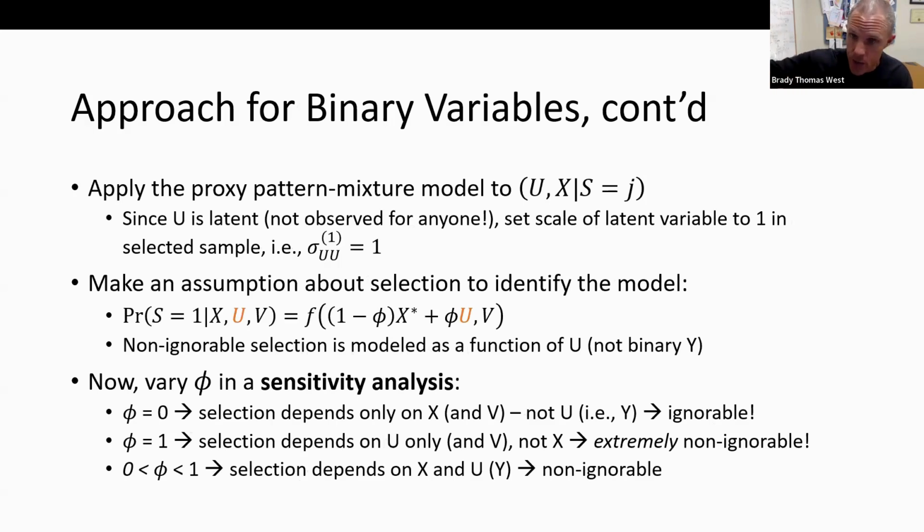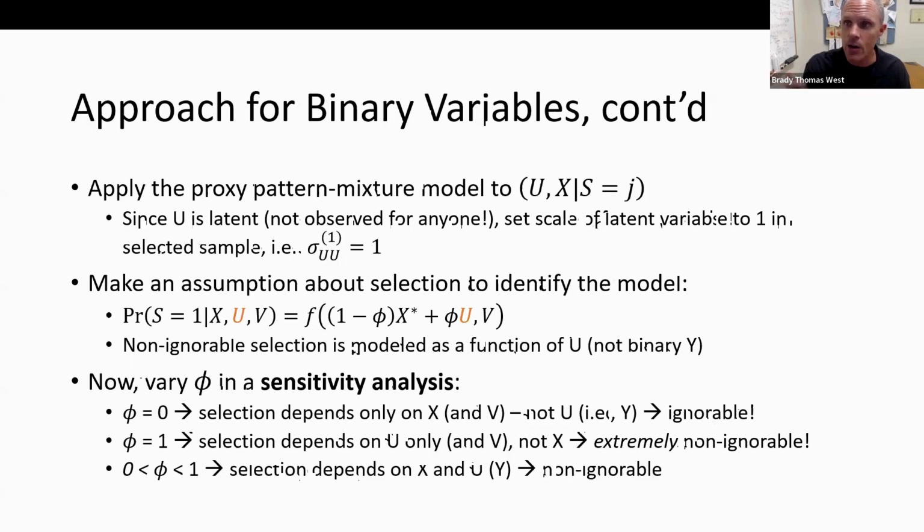Phi at the other extreme being equal to 1 means that selection depends on the variable of interest only and not X. That means our selection is extremely non-ignorable. Generally, phi is probably going to range between 0 and 1. That means that selection depends on some combination of the auxiliary variables and the dependent variable of interest, which still is a level of non-ignorable selection. So in doing these kinds of analyses, we can make an assumption about what we think phi is. We might set it to 0.5, we might set it to 0.8, we might set it to 0.2. That's what allows for the sensitivity analysis, okay?